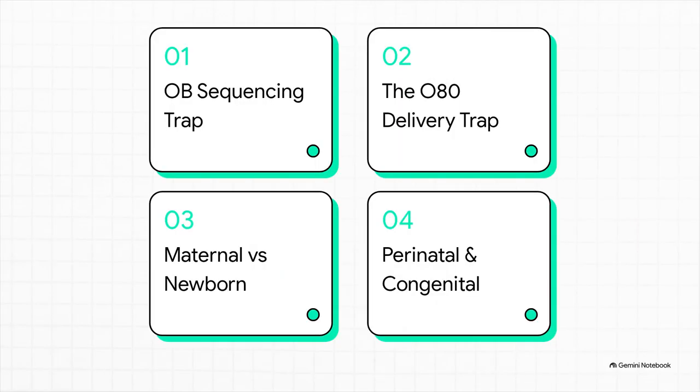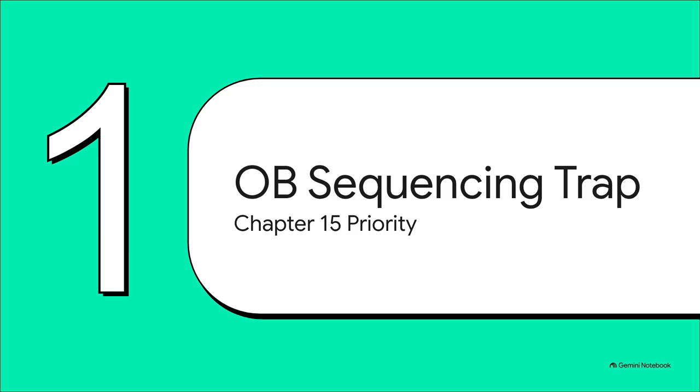Here is the syllabus for today's masterclass. We're defusing 4 massive traps: OB sequencing priority, the O80 normal delivery distractors, maternal versus newborn boundary rules, and finally, perinatal versus congenital guidelines. All right, let's dive right into our first minefield.